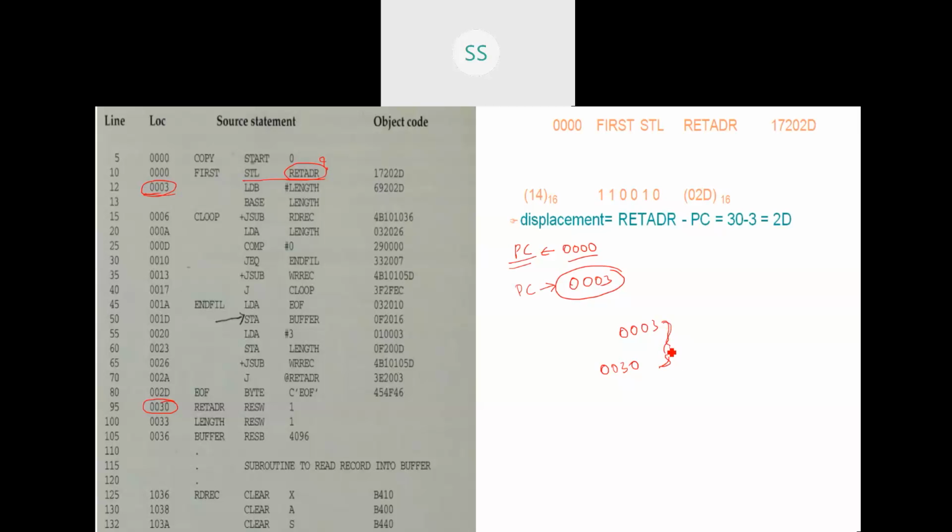ആ വാല്യൂ ആണ് നമ്മൾ കണ്ടുപിടിച്ച് വയ്ക്കേണ്ടത്. So that displacement, that difference in the value, is said to be called the displacement. What is it called? It is said to be called the displacement.